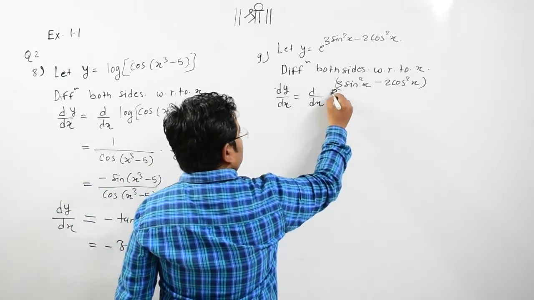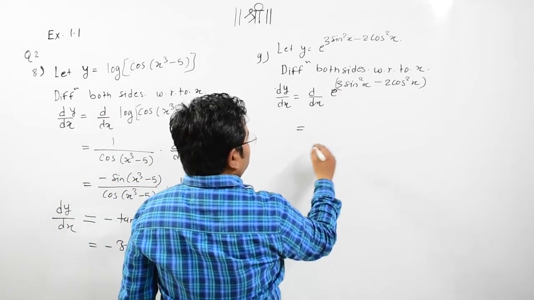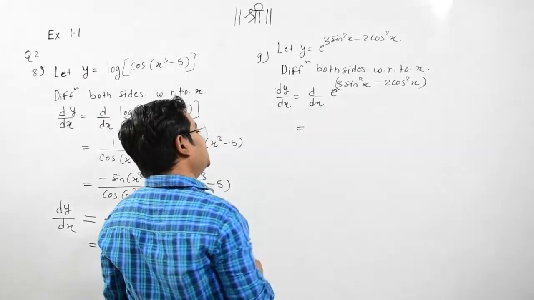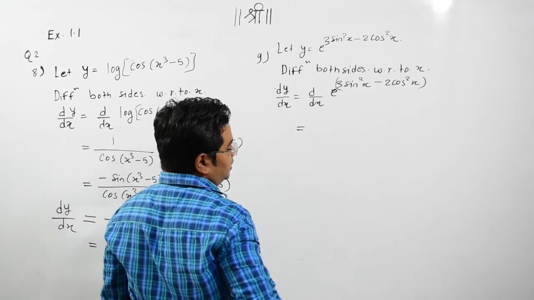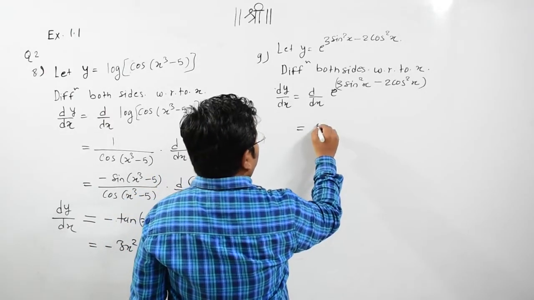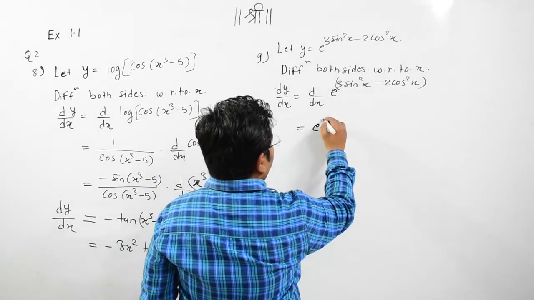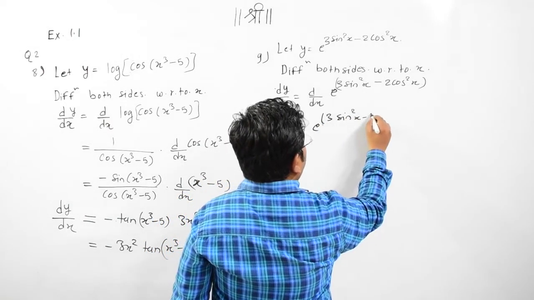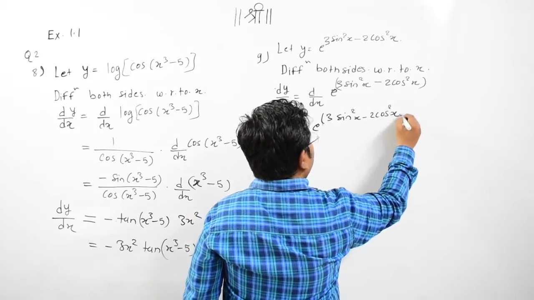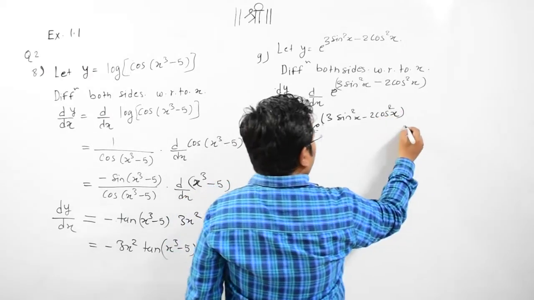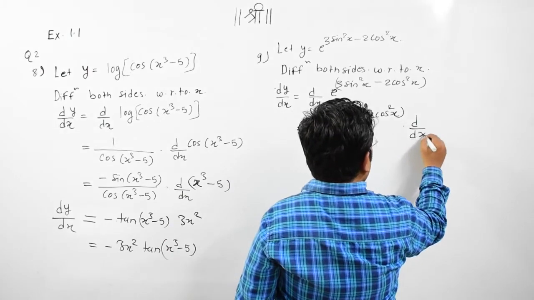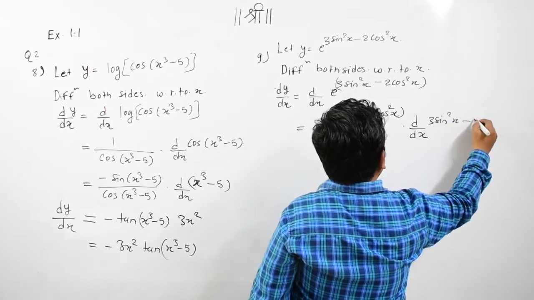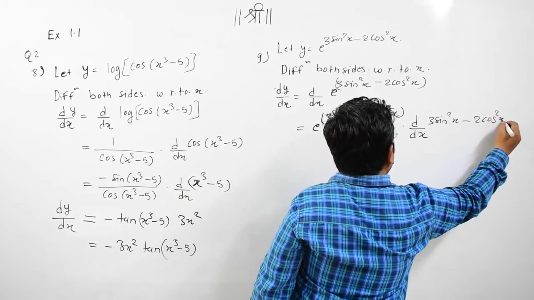Now this e I like most, this natural e. What is the differentiation formula for e raised to f(x)? It is nothing but e raised to f(x), and f(x) here means 3 sin²x minus 2 cos²x, dot the differentiation of 3 sin²x minus 2 cos²x.